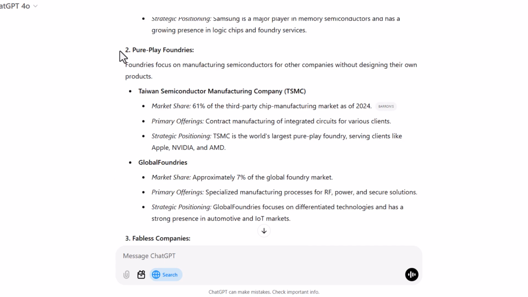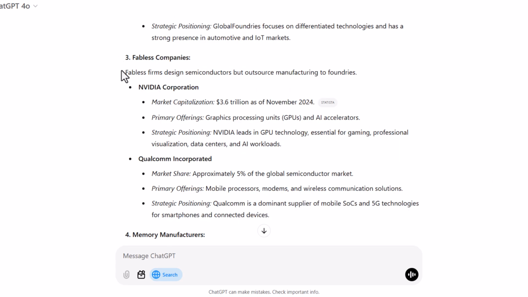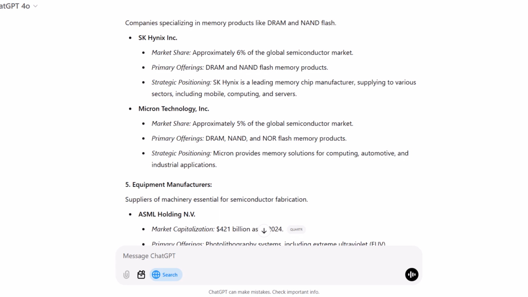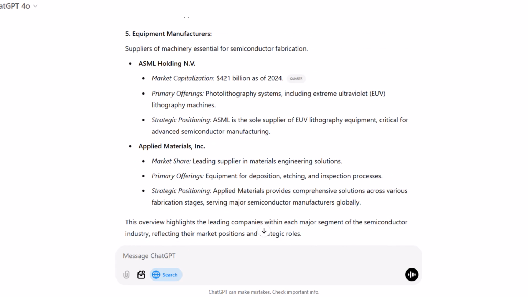There are the pure play foundry companies, the largest of which is Taiwan Semiconductor, with a market share of 61% of the third-party chip manufacturing market as of 2024. And we have a source for that information as well. There are the fabless companies, which focus on the design but outsource the manufacturing, the largest of which is NVIDIA, and of course memory manufacturers and equipment manufacturers, and these are the largest companies in the respective segments.